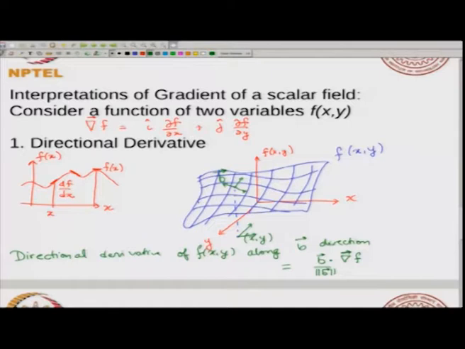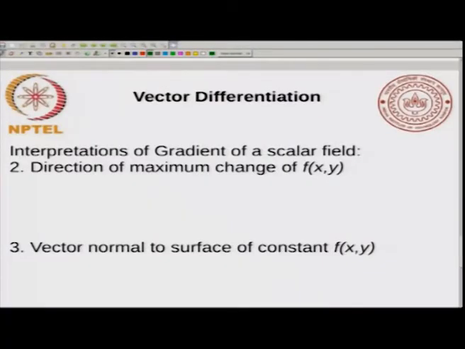So, in general, if you have a function of many variables, this function looks like a surface, and the rate of change of that function in any direction is what is called the directional derivative, and that is related to the gradient. Okay. The second interpretation of the gradient of a scalar field is that it is the direction where the function f of x y undergoes the maximum change. Okay. So, let us get back to our function.